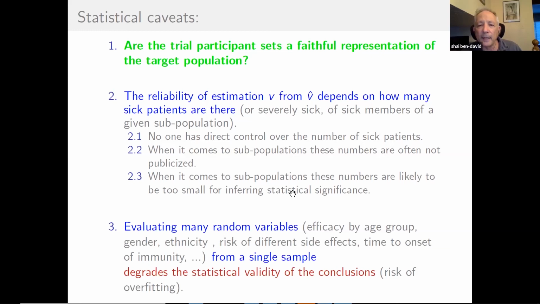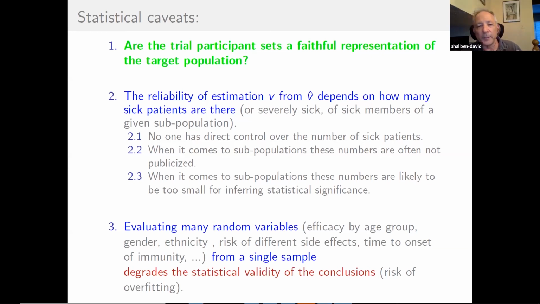Furthermore, what we see now is that people are trying to evaluate many random variables from the same single experiment. They want to know efficacy by age group, efficacy by gender, is it more effective for men or for women, efficacy by ethnicity, the risk of different side effects, the time to onset. And if you're trying to estimate many random variables on the same data, the statistical validity degrades because we are increasing the chance that at least one of those things that we are estimating will be there just by chance.